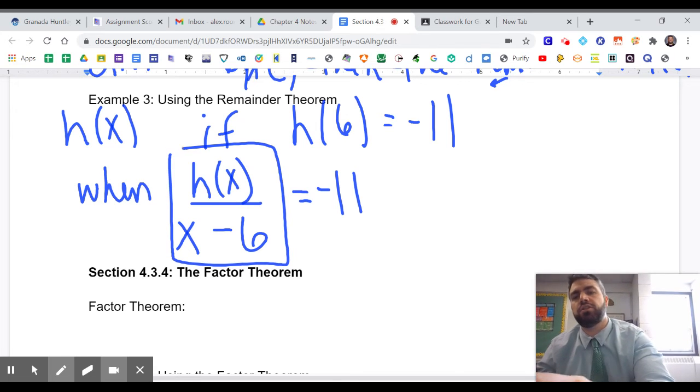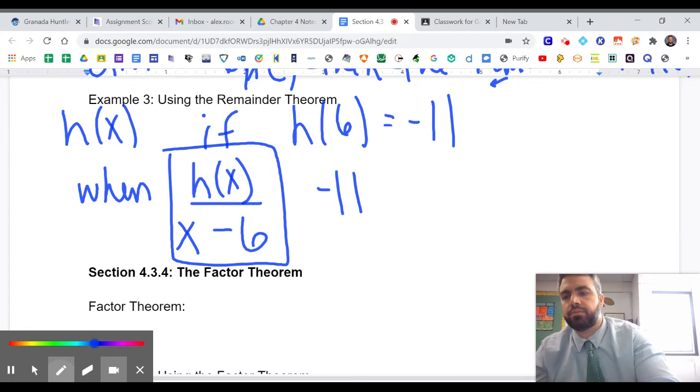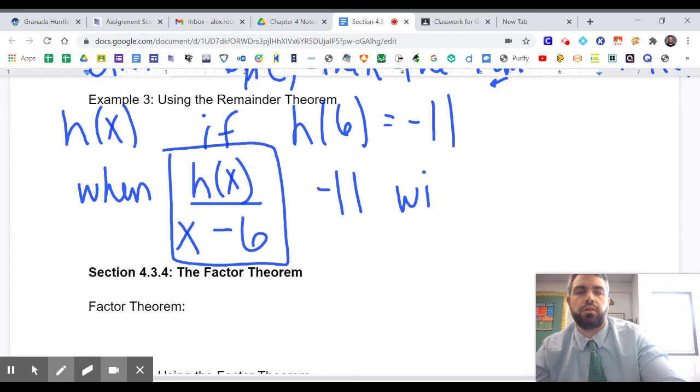If I take the function f of x like that, it's going to have a remainder of -11. I shouldn't say it's equal to it. It will be the remainder.